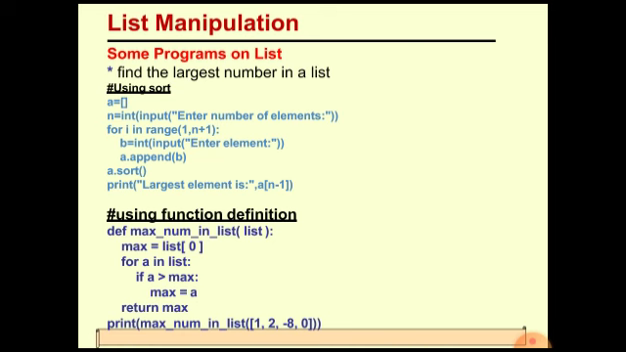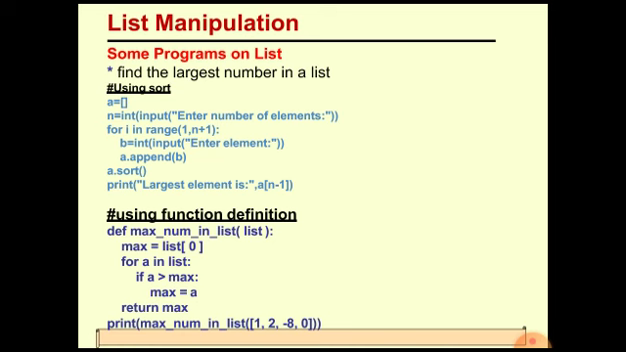Now again we have written here for i in range 1 comma n plus 1. Why have we taken n plus 1? All of you know that in a range the last value is always excluded. That is why, if you want n elements in the range starting from 1, the ending point of the range should be n plus 1.